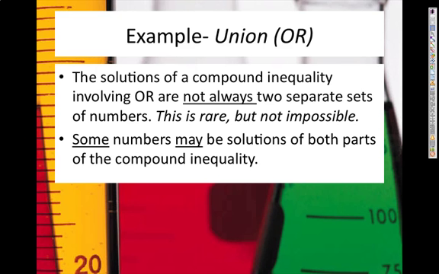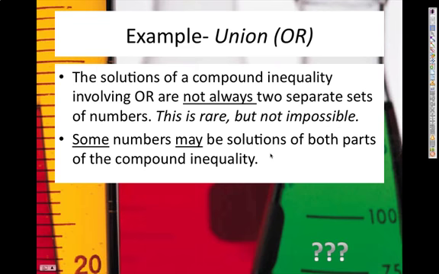It says the solutions of a compound inequality involving or are not always two separate sets. These are rare but not impossible. We don't deal with those. Some numbers may be solutions on both parts of a compound inequality. Those are like some unique cases. We don't really get into those.